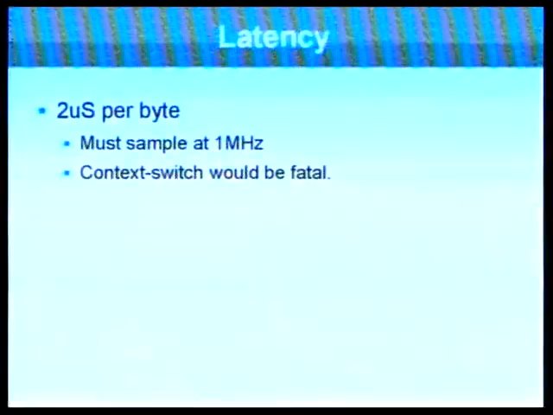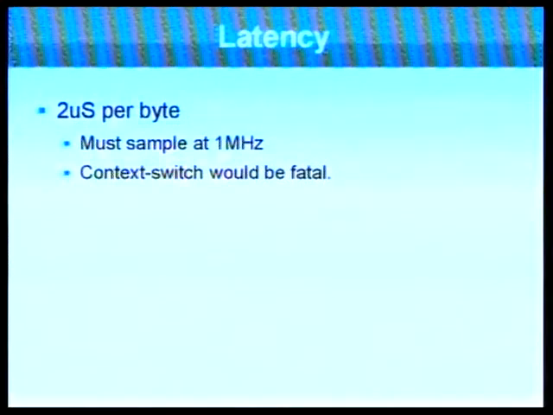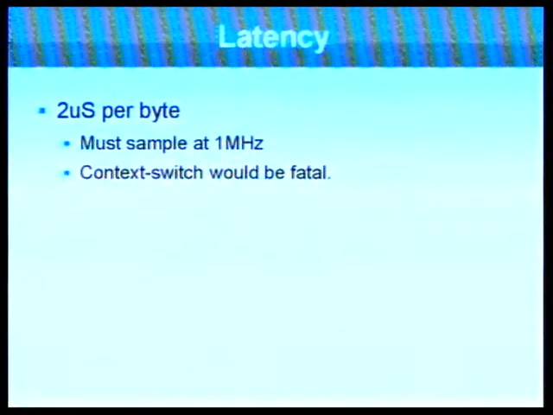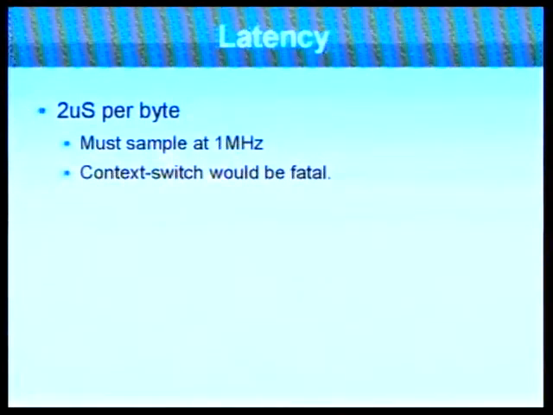So roughly we're looking at 2 microseconds per correct or incorrect byte. So we need to sample at least 1 megahertz. If there were a context switch in a PC, that would destroy this information and we wouldn't find the solution.